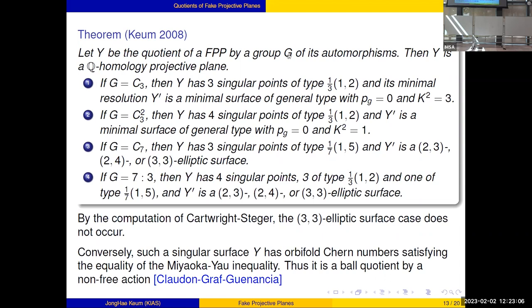Furthermore, if the group G is C3, then Y has three singular points of type 1/3(1,2). Its minimal resolution is a minimal surface of general type with p_g=0 and K square equal 3. And similarly, if G is equal to C3 square, then Y has four singular points of the same type, and Y prime, the minimal resolution, is a minimal surface of general type.